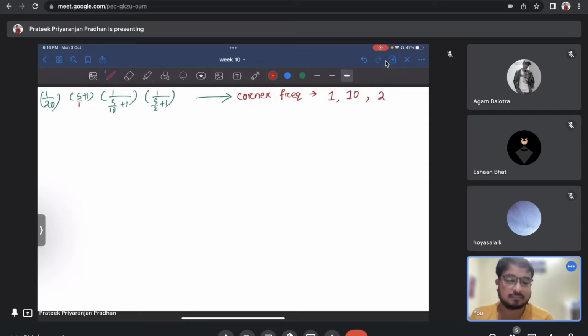Is it clear? If this is clear, then I'll go to the next part of drawing the Bode diagram, because it is very important to know what the corner frequencies are. Okay, so let's plot the Bode.